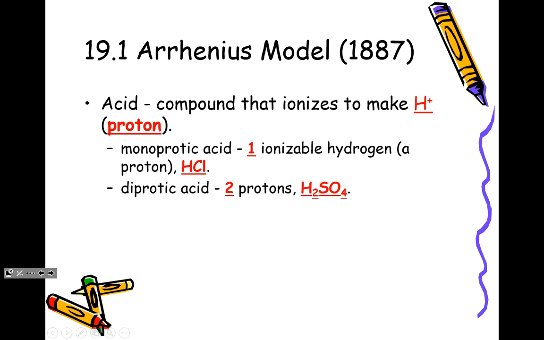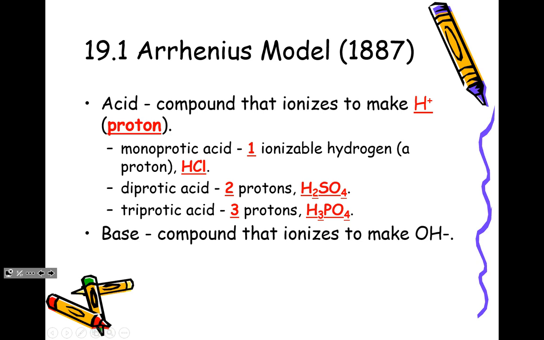Whereas something like H2SO4, sulfuric acid, has two hydrogens. It's got two hydrogen ions it could donate to water. It's a diprotic acid. So acids are things with hydrogen ions that they can contribute to water. And there are rare, but something like phosphoric acid, H3PO4, actually has 3 protons that it could donate. So it's a triprotic acid.